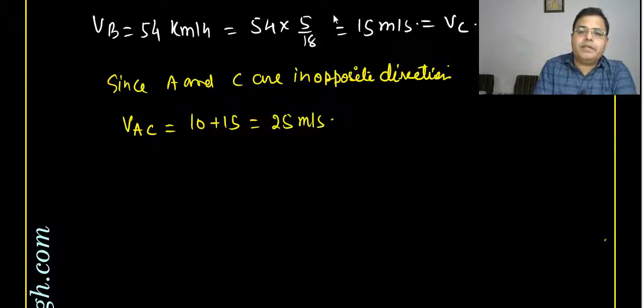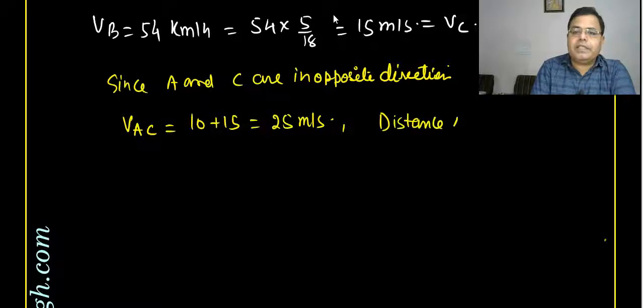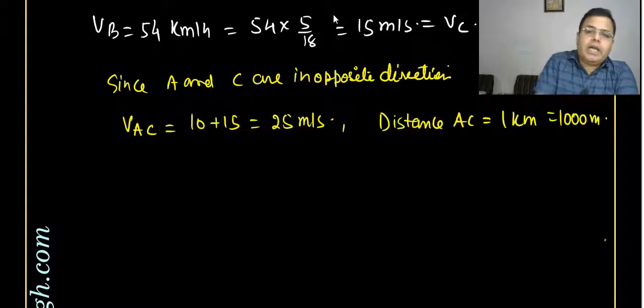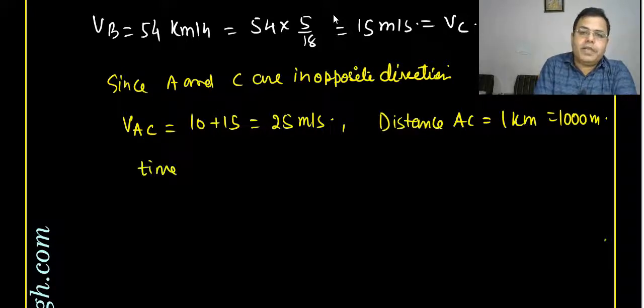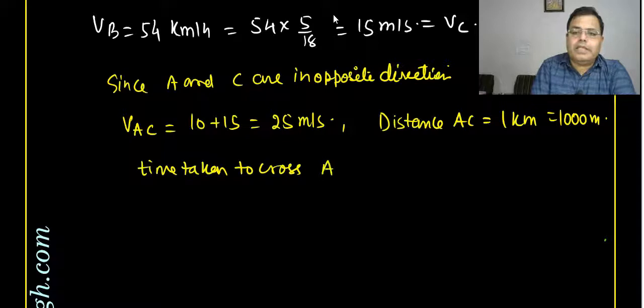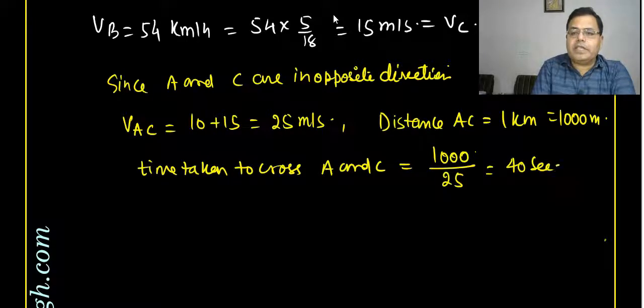meter per second. And the distance between A and C is 1 kilometer, that is 1000 meter. So the time taken to cross A and C is distance upon speed, that is equal to 40 seconds.